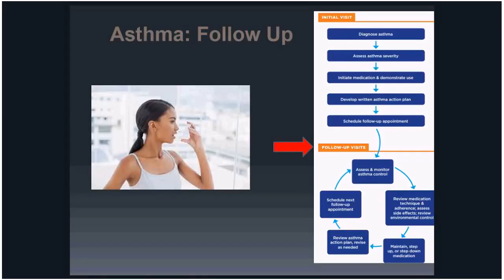So moving on to asthma follow-up. So the patient has been seen, diagnosed, determined their severity. They've been started on therapy. They have their asthma action plan, and they were scheduled to come back. And let's say this is their 1 month follow-up. And let's say they had their prior visit with another provider, and you're seeing them for their 1 month follow-up. So again, your focus here is to assess and monitor their control, to review their medications, to determine if you're going to maintain therapy or if you're going to step up or down.